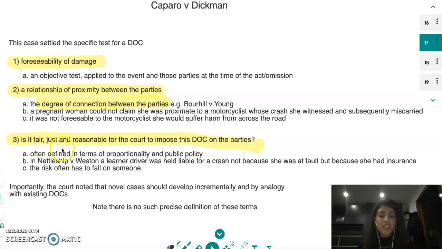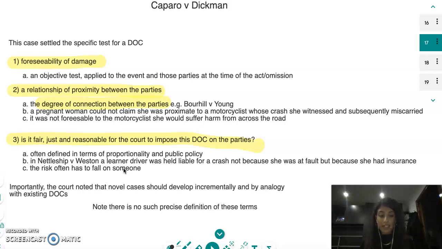Is it fair, just, and reasonable for the courts to impose this duty of care on the parties? Now, this is often talked about in terms of, is it proportionate, and we'll hear the term public policy a lot. So these are just external factors which aren't really key to the legal case, but may mean that we don't impose a duty of care for one reason or another. Or we do impose a duty of care for that reason as a consequence.